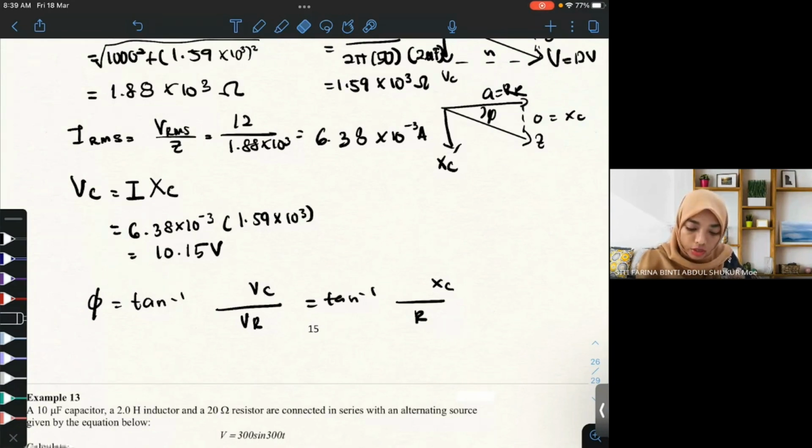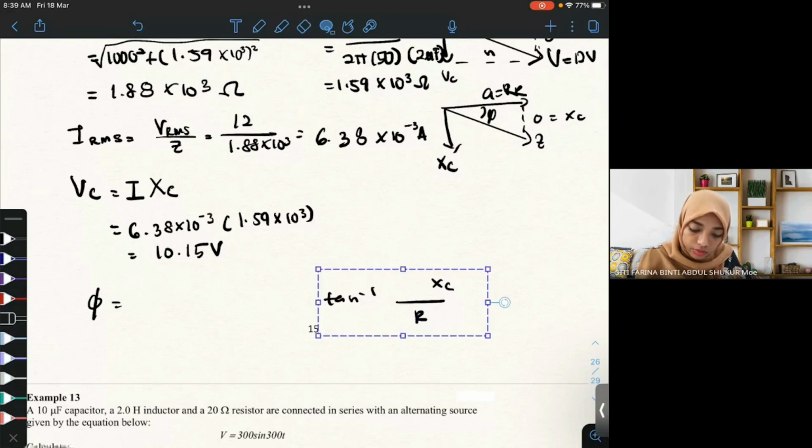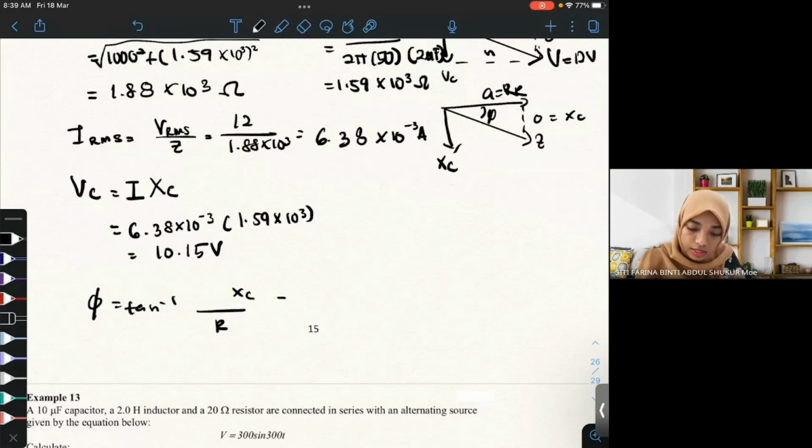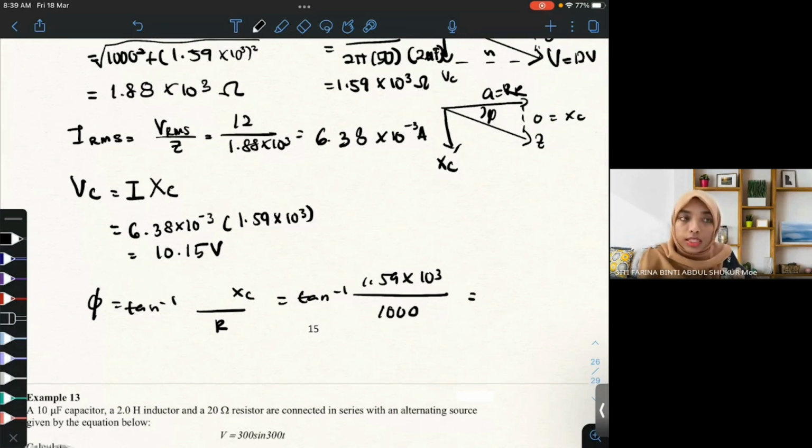You have to go and find your VC dengan VR tu. So your XC adalah 1.59 times 10 to the power 3 divided by your resistance is 1000. Tekan-tekan calculator, should get this much radian.